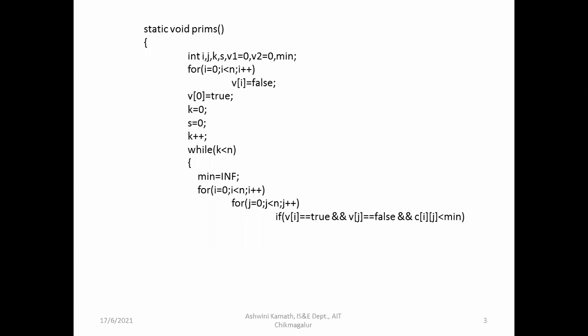And v of j is equal to false means this particular vertex, that is the jth vertex, is not added to the tree. So that means it is not visited. It is not added to the tree. So the value will be false.